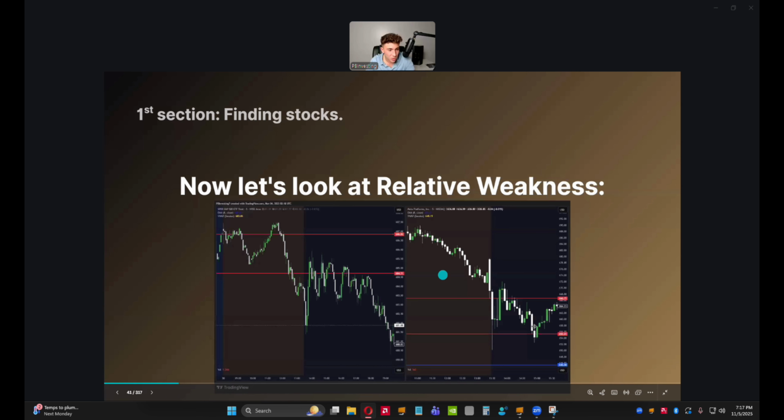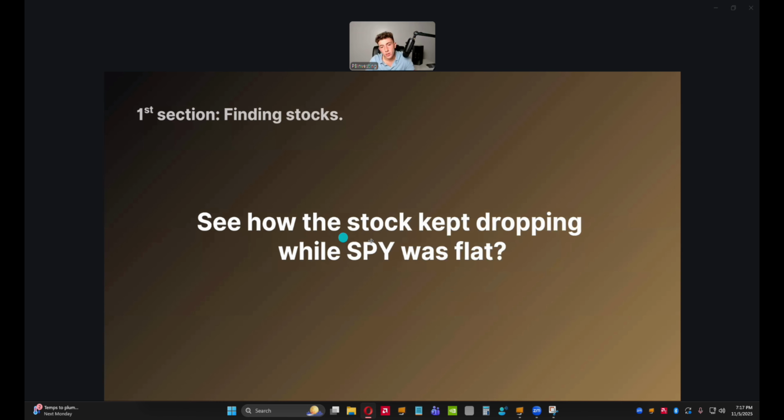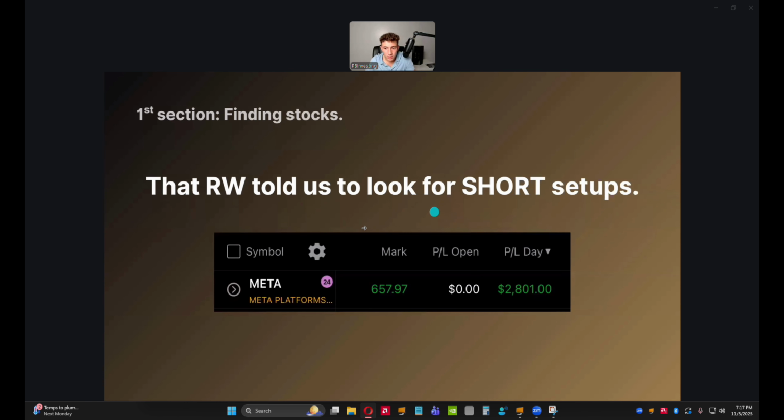What does this tell us? What is this stock then? What is Meta here? Weak stock. So this is the stock we're going to focus on for puts. It shows weakness. Exactly. I personally traded this setup. I made $2,800 the other day, all because I identified that Meta was weaker than the SPY.